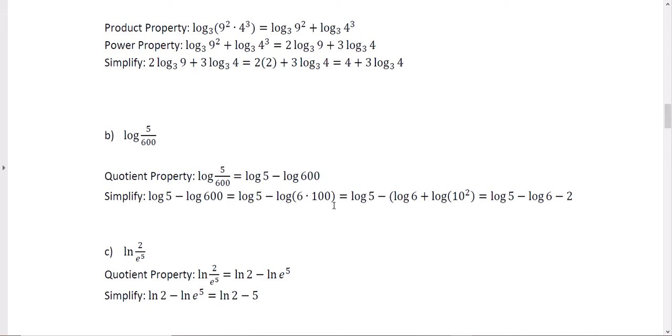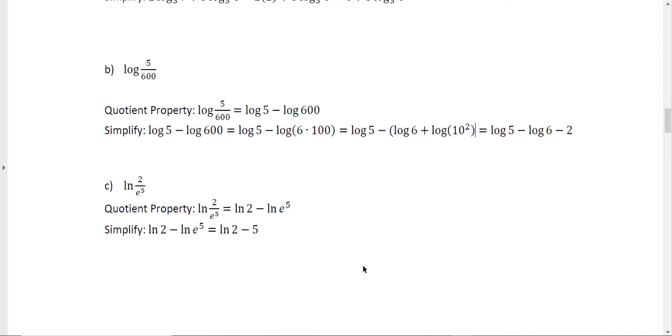But 100 is the same as 10 squared. It looks like I'm missing a parenthesis right here. So we have log 5 minus log 6 plus log of 10 squared, right? Because the product turned into a sum. Log of 10 squared is the same as 2. And I distributed my minus sign, so I have common log of 5 minus common log of 6 minus 2 because I simplified log of 10 squared. Wow, that was a mouthful for some reason.